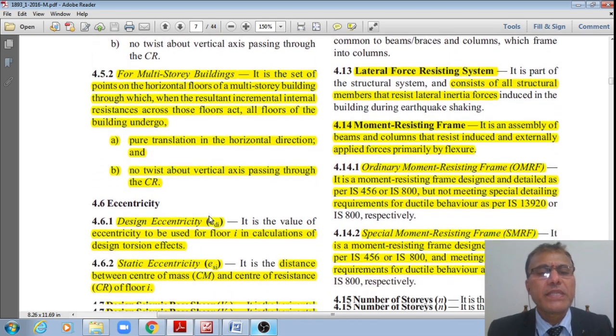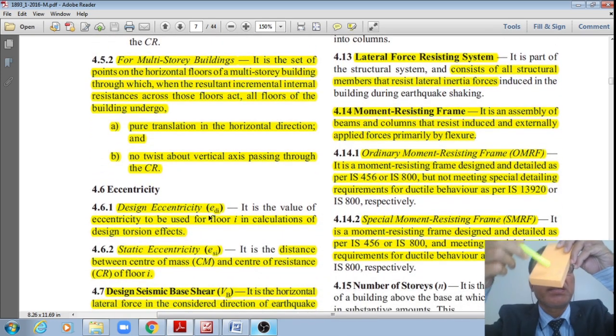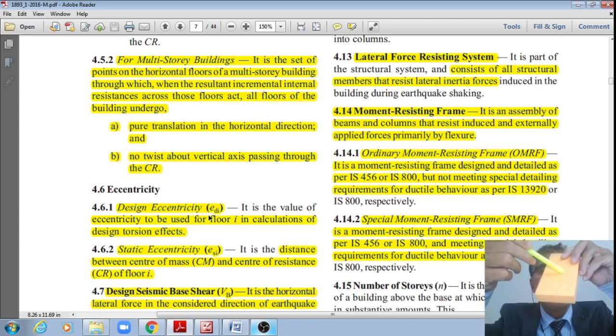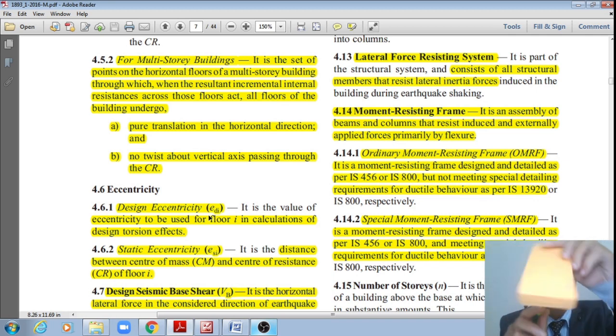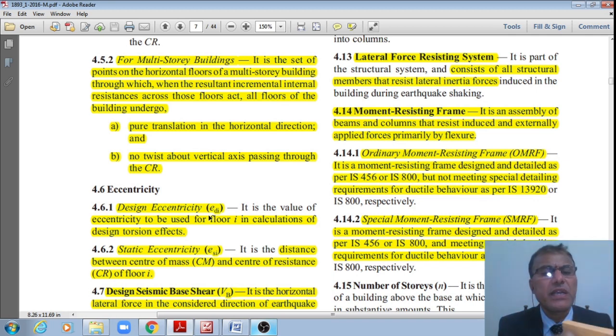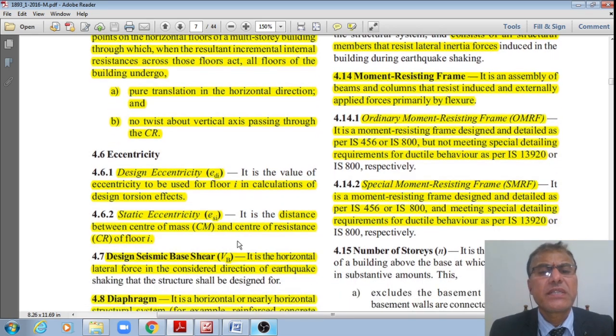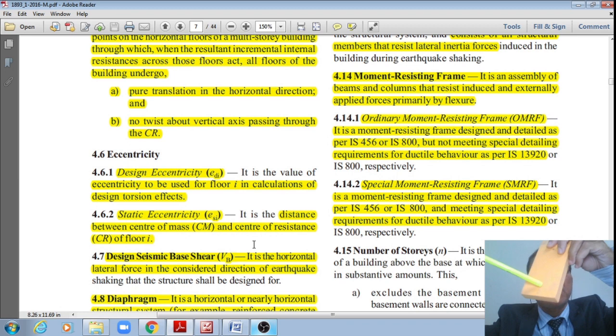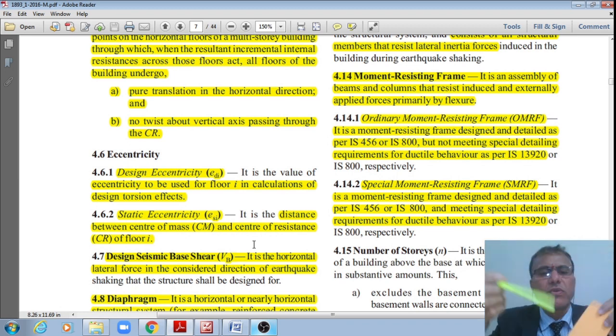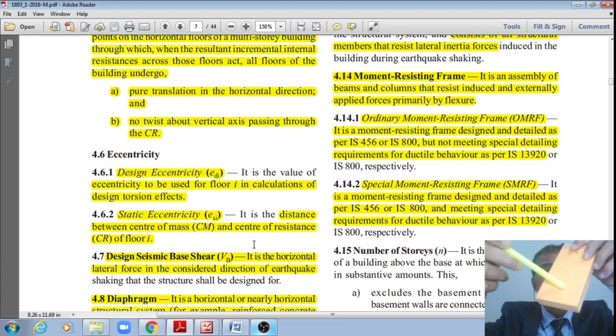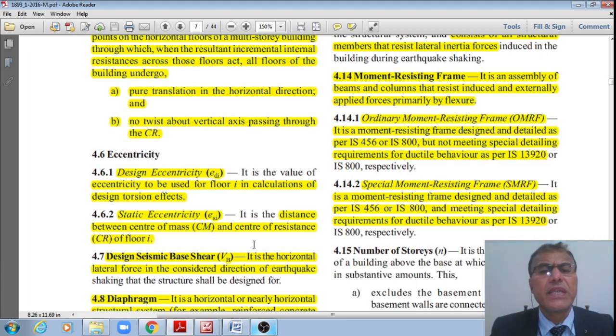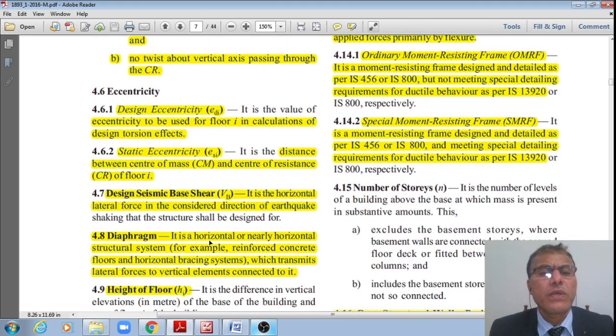Next one is design eccentricity, notated by EDI, the value of the eccentricity to be used for floor I in the calculation of design torsion effects. Next one, the static eccentricity, ESI, is the distance between the center of mass and center of resistance of floor I. What the center of mass and center of resistance are, we have just seen. Therefore, the distance between these two is what is called the static eccentricity.